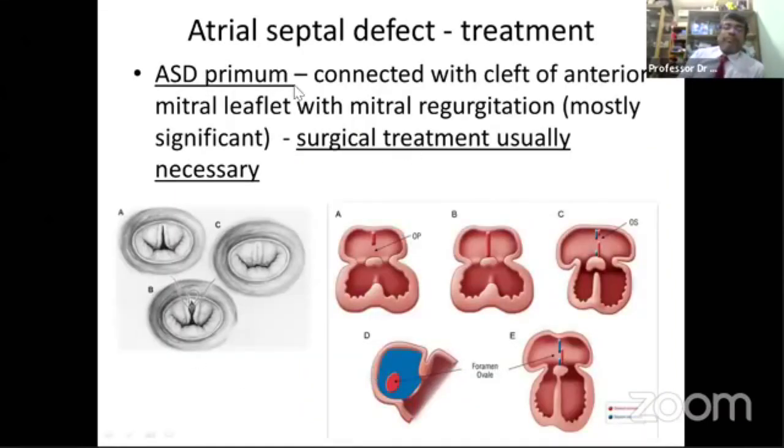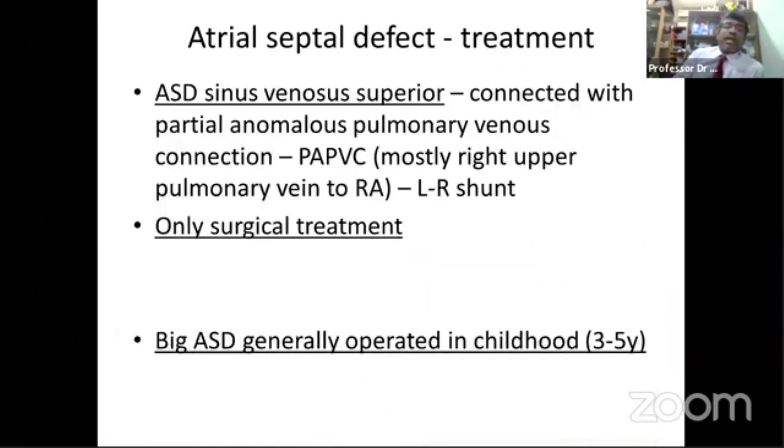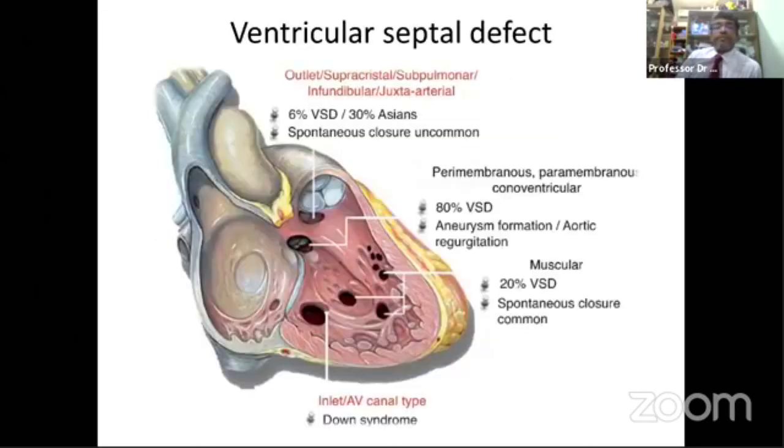And in case of primum type, ASD primum, surgical treatment is the main option, and it is the only option. And in case of sinus venosus type, superior or inferior, surgical correction is the option. And when there is a large shunt, when it's a big ASD, usually we advise the patient to close it in early childhood, around 3 to 5 years, as in the case of a large shunt or large ASD, pulmonary hypertension usually develops rapidly.